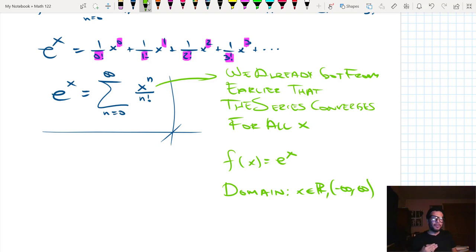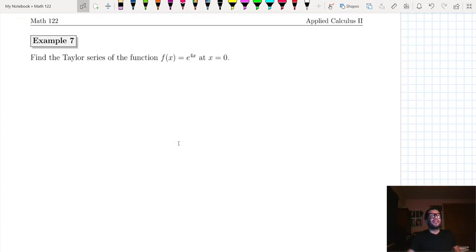Domain, interval of convergence, same thing, just written in a different way, but it's ultimately the same thing. Let's do another example to wrap up this section. It's going to look very similar to what we got earlier. Okay, f of x equals e to the 4x.